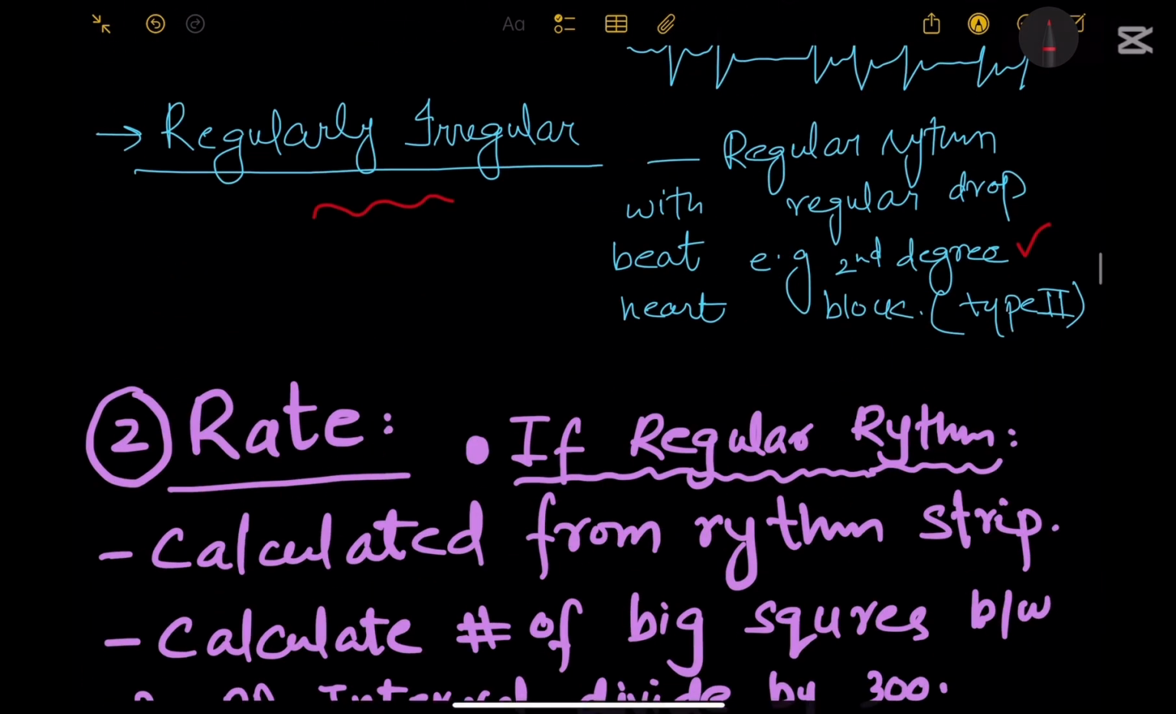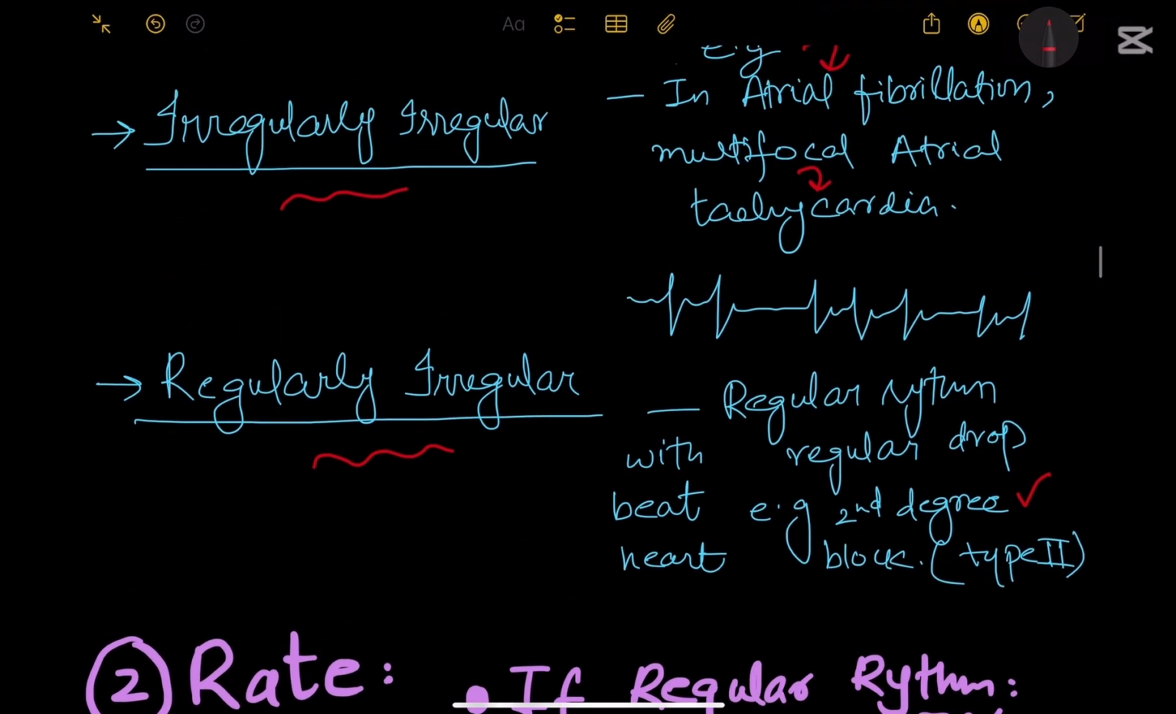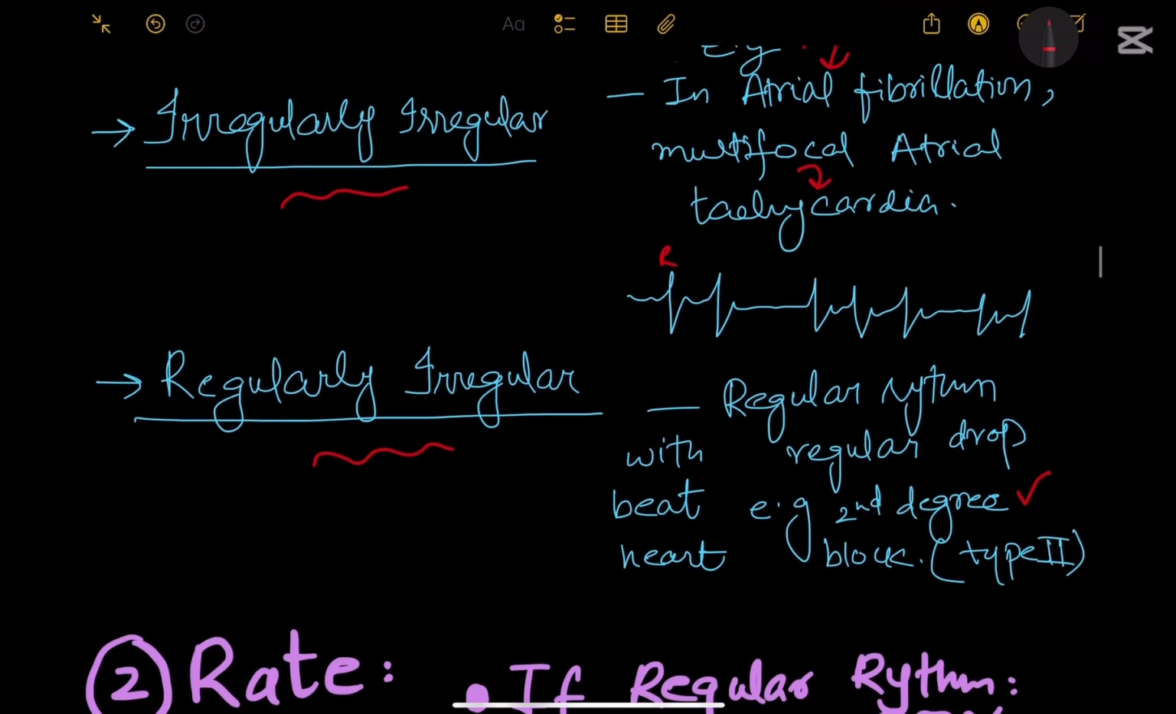While in regularly irregular rhythm, we calculate the intervals between the RR waves and the pattern repeats. For example, here we have 2 big squares, then 3, then 2, then 3, 2 and 3. So this is irregular, but it is repeating a regular pattern. So this is the regularly irregular rhythm.